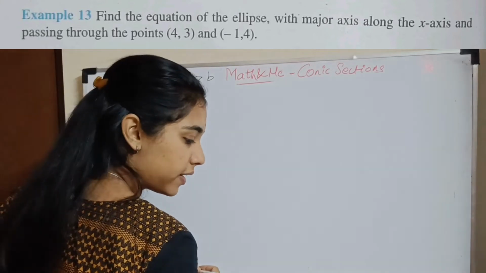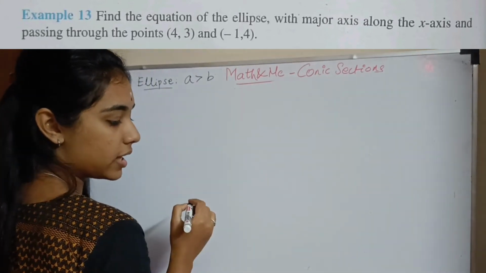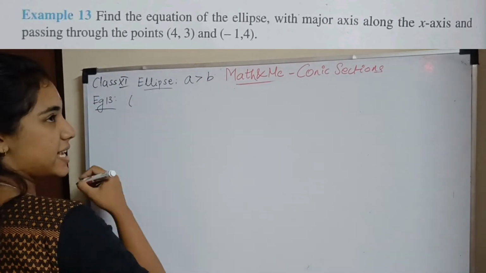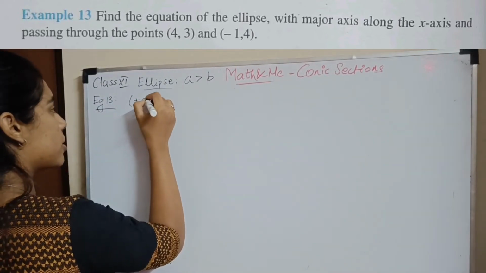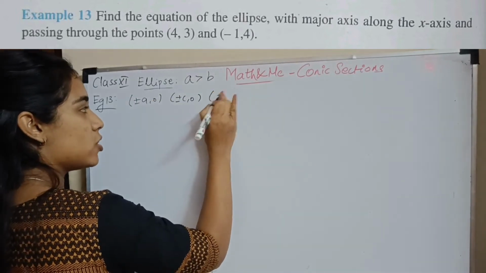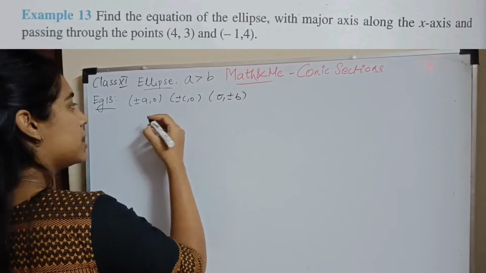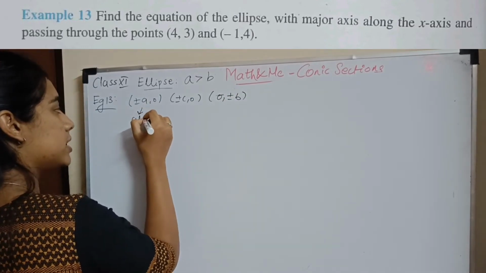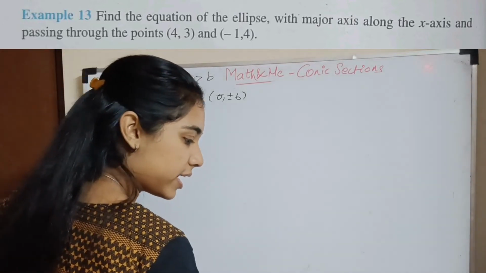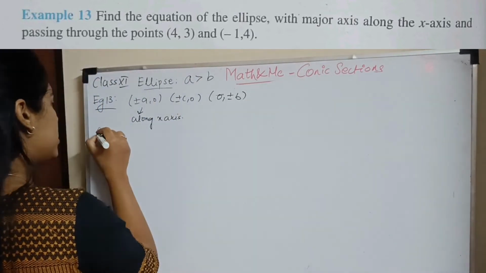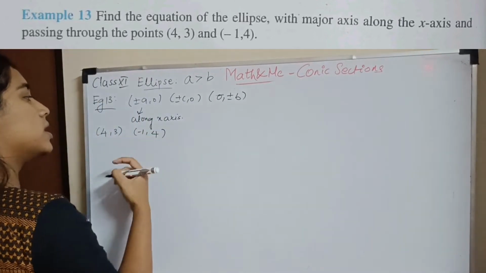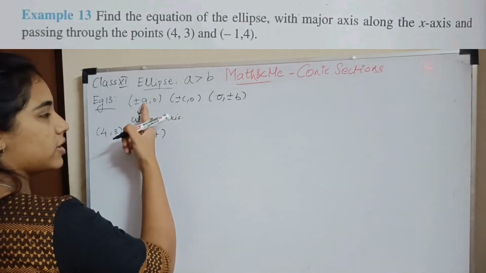Example 13. Find the equation of the ellipse with major axis along the x-axis. So where is the major axis? It is on the x-axis. So your coordinates will be plus or minus a comma 0, plus or minus c comma 0, 0 comma plus or minus b, because your major axis is along the x-axis. It is given in the question. It is also given that it passes through the points 4 comma 3 and minus 1 comma 4. So along the x-axis, a is along x.